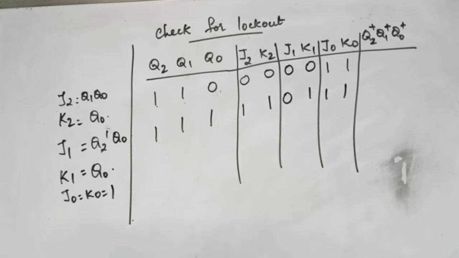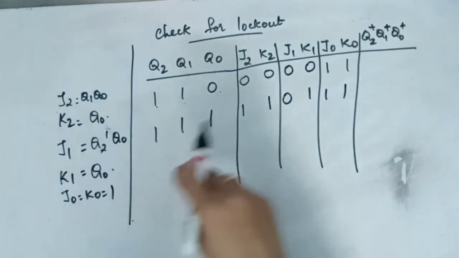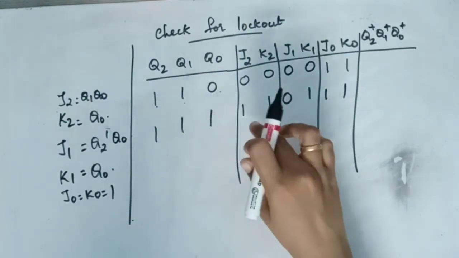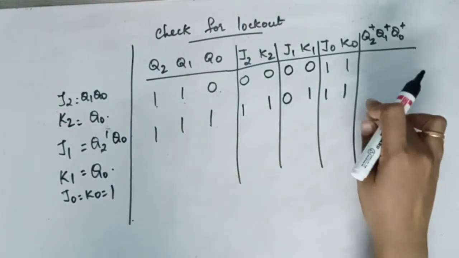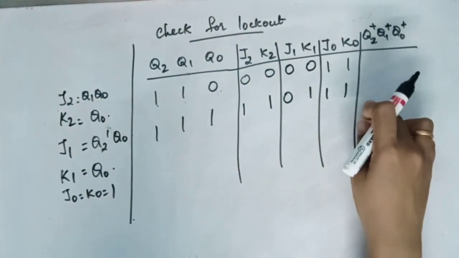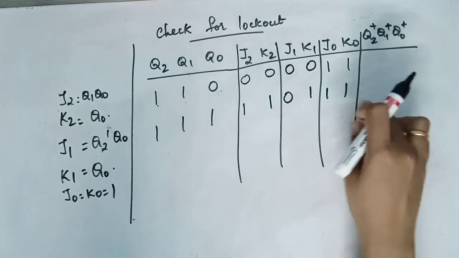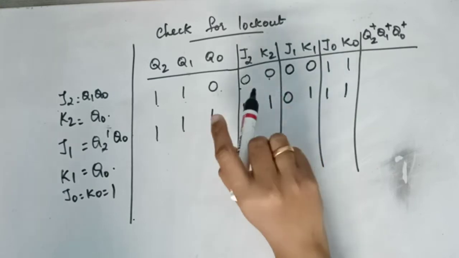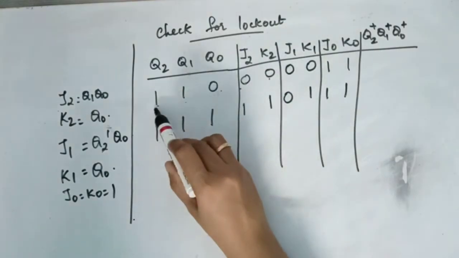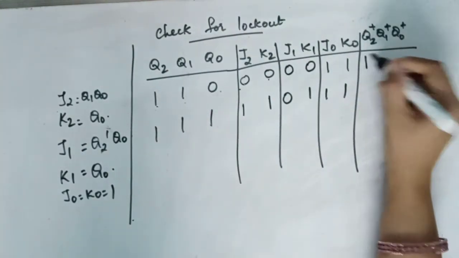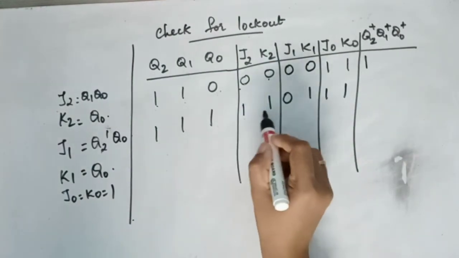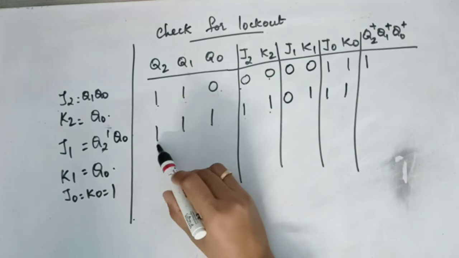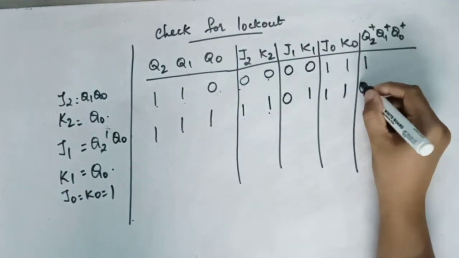Okay. So you know Q2, J2, K2. You know Qn, J2, K2. You can write Qn plus 1 from the truth table. How? J2, K2 is 0, 0. 0, 0 is Qn. Qn is what? 1. Then 1, 1 is Qn bar. So that is 0.